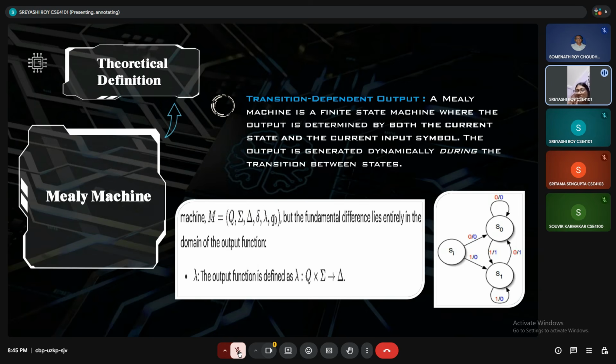Let's look at the Mealy machine. The main feature is transition-dependent output. The output is generated during the transition between states. It depends on both the current state and the current input symbol. The mathematical definition uses a lambda function as seen on the slide. Lambda maps the combination of states and the input alphabet to the output alphabet. On the diagram, outputs are placed on the transition arrows, written as input slash output.